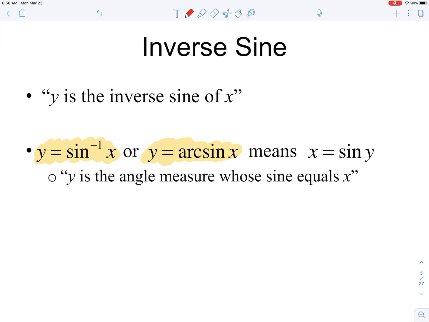So y equals inverse sine of x, or y equals arc sine of x, means x equals sine of y, where y is the angle measure whose sine is equal to x. So I like to think of it as the inputs for y equals arc sine are ratios and the outputs are angles.